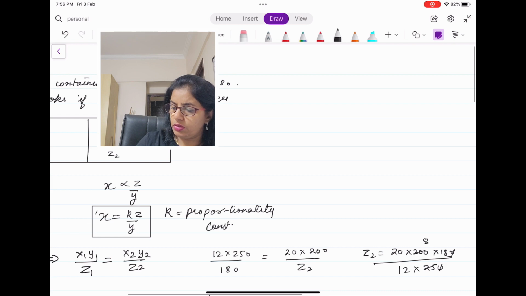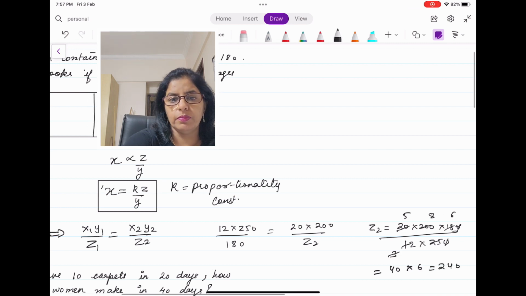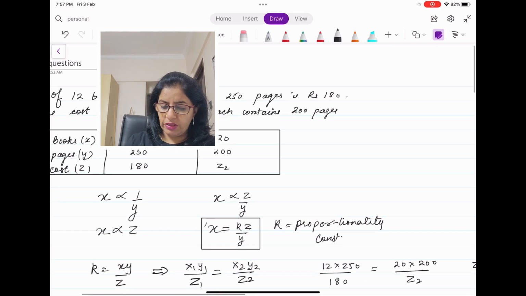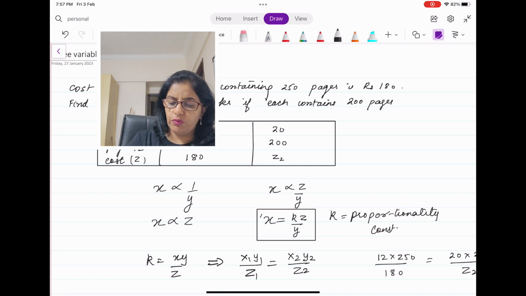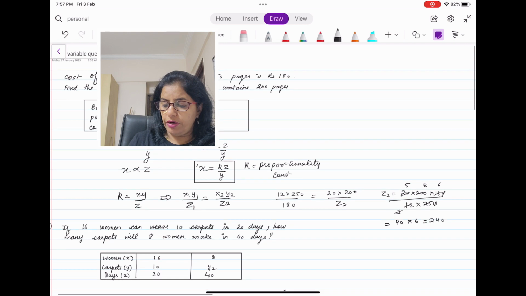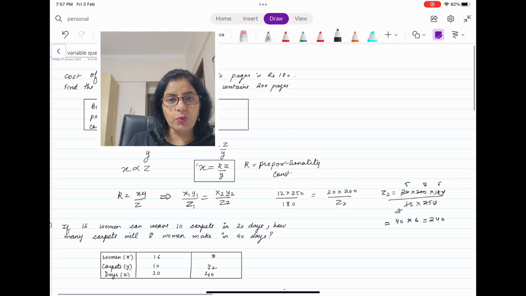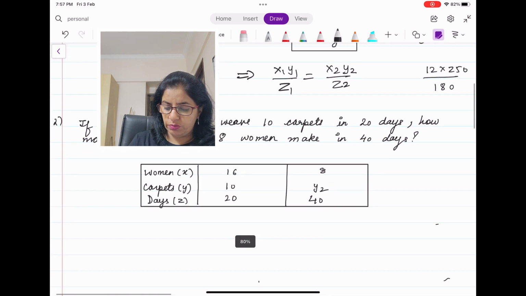Cancelling the zeros, this becomes 8. Dividing by 4, we get 5 here, 3 here, and then dividing by 3, we get 6. So this becomes 40 into 6, that is 240. So we get the answer that the cost of 20 books each containing 200 pages will be 240 rupees. I hope you understand how we have found the relationship. Now let's move on to the second question.